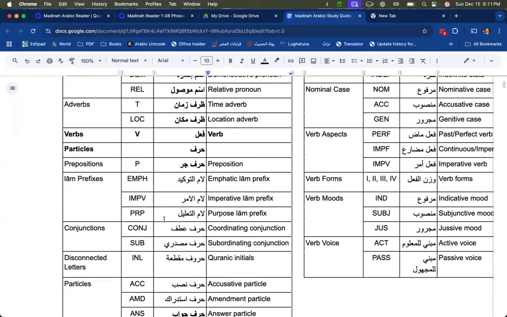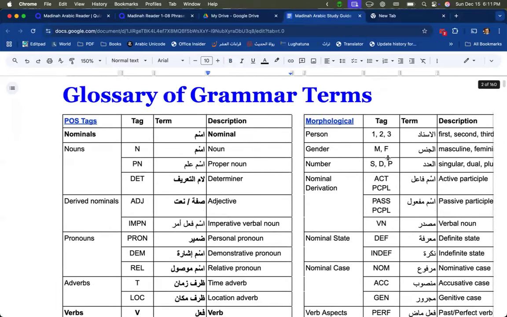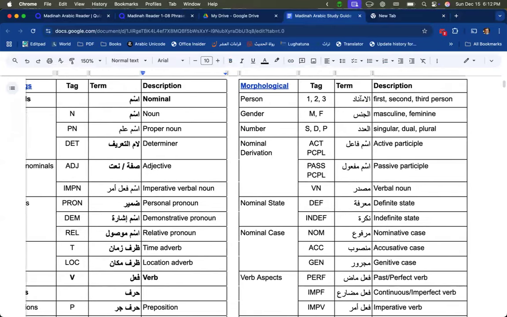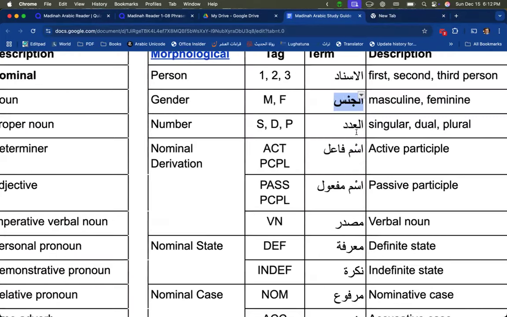The harf we've done. And we've done what is called jins. Jins is masculine or feminine, right? So we've done that. We have not done numbers yet.